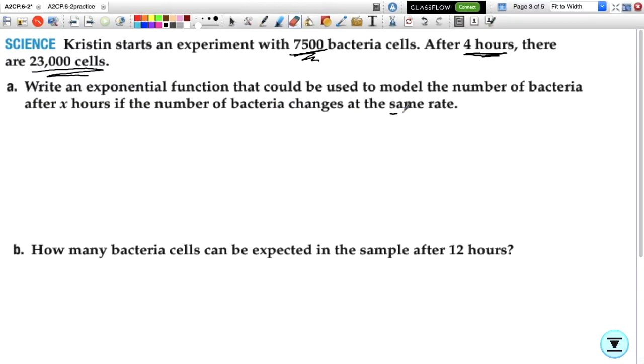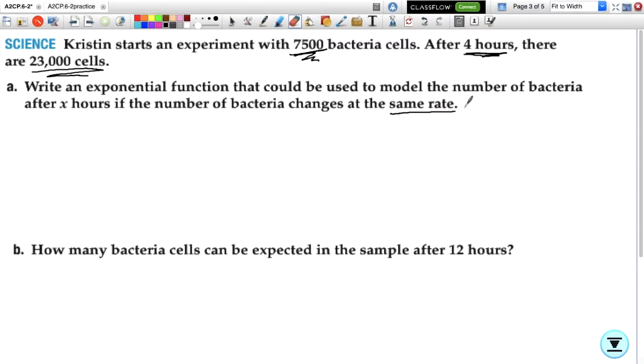So when they say rate here, they're not talking about slope because it's exponential, and the slope changes, right? It starts out slow and then it gets really steep. So our slope starts out small and then it gets very, very big. Okay, so it's not that we're going to do like y2 minus y1 over x2 minus x1. To figure out the rate, we're going to have to figure out our growth factor.